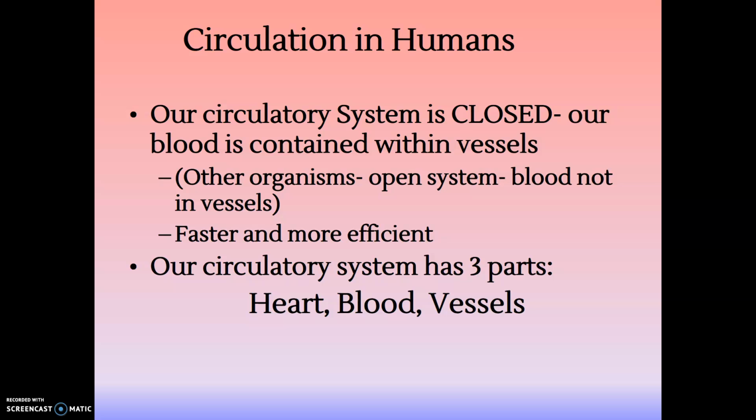And today, we're going to be talking about three main components of our circulatory system. So our circulatory system is broken down into the heart, blood, and the blood vessels. The heart is the main organ that pumps blood to all the areas of our body. Blood is the fluid that transports oxygen and other nutrients to all areas of our body. And the vessels form the transport system that carries the blood.